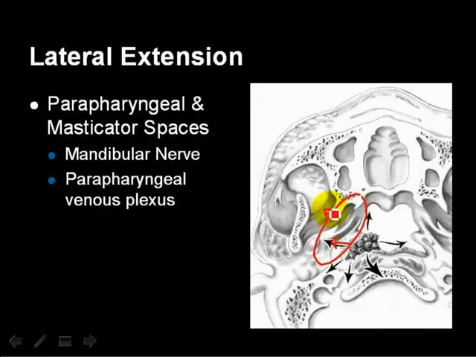Now, when tumor spreads into the parapharyngeal space, one very important thing happens. It may involve the mandibular nerve. Involvement of the parapharyngeal venous plexus, I will talk about a bit later on when we talk about metastatic disease.